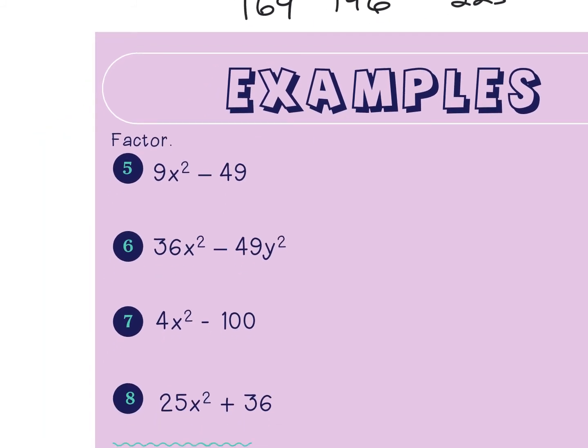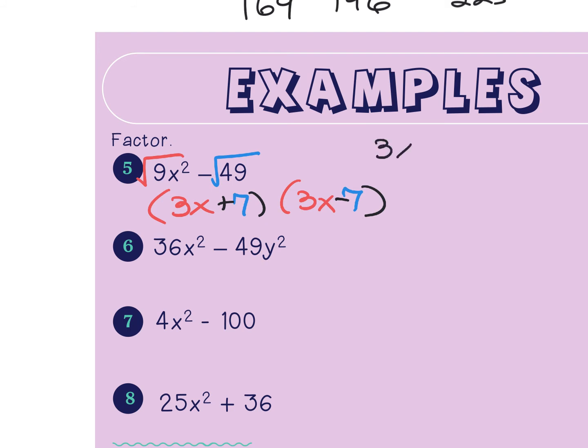So for this one, again, remember all we need to do is square root this one, and this gives me 3x. I'm going to write it as the first term in the binomial. And then the second term is the square root of 49. One gets a plus sign, one gets a minus. And again, the order that you write the plus and the minus sign doesn't matter. So 3x minus 7 could have been written first, and 3x plus 7. So either answer is acceptable.